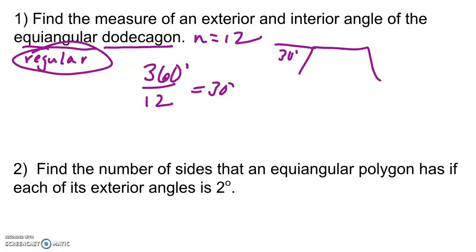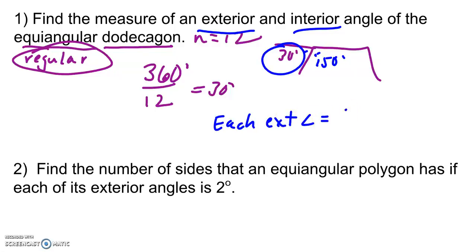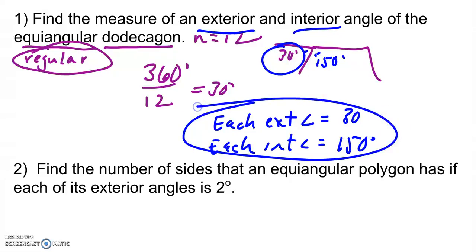So what's a quick way that we could find an interior angle? Well, remember, an exterior and interior angle are supplementary. So that means that each interior angle would have to be 150 degrees. So this nice formula for regular polygons helped me find that each exterior angle has to be 30 degrees, because remember, all the angles are the same because it's regular. And because of the supplementary relationship, each interior angle would be 150 degrees in this case.